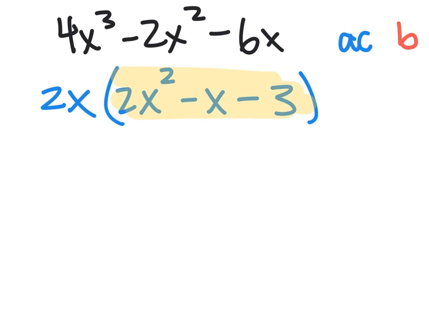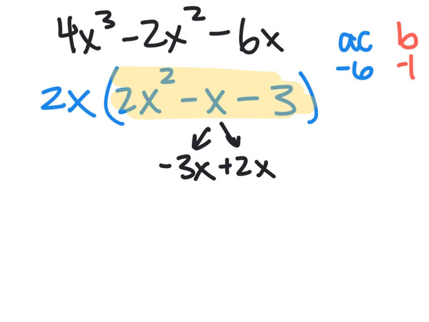I need to find two numbers that multiply to 2 times negative 3, so they need to multiply to negative 6 and add to the middle term, negative 1. Well, negative 3 and positive 2 multiply to negative 6 and add to negative 1. So let's break up this negative x into negative 3x plus 2x, and everything else will remain the same.